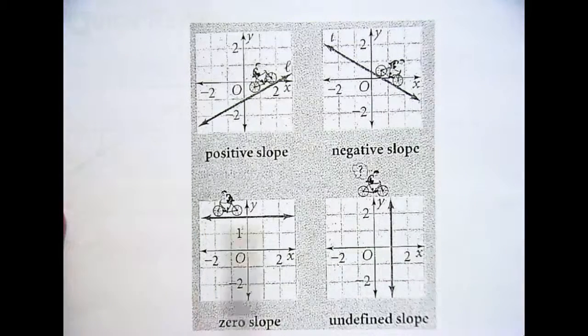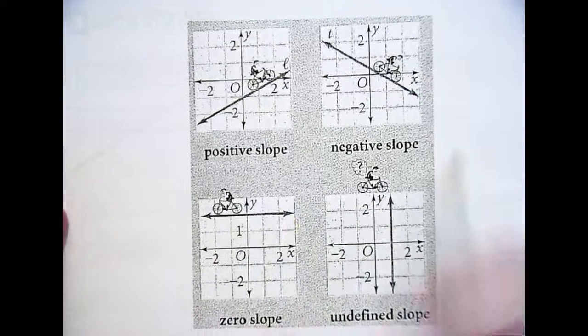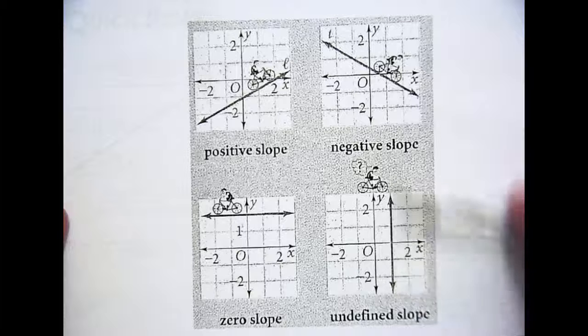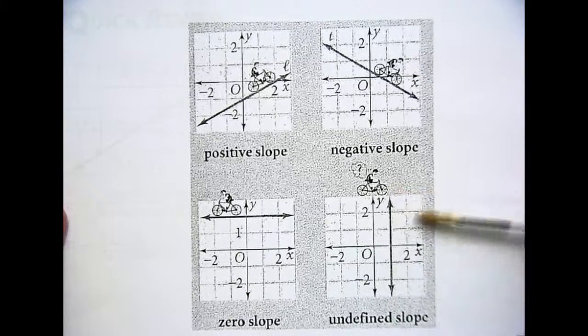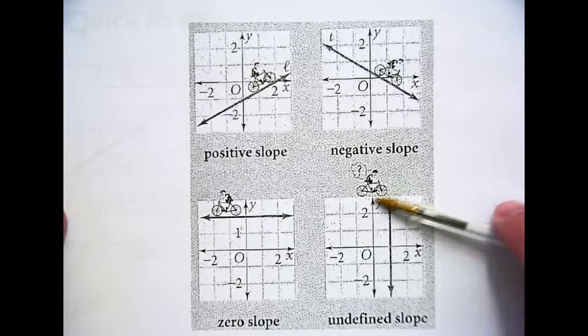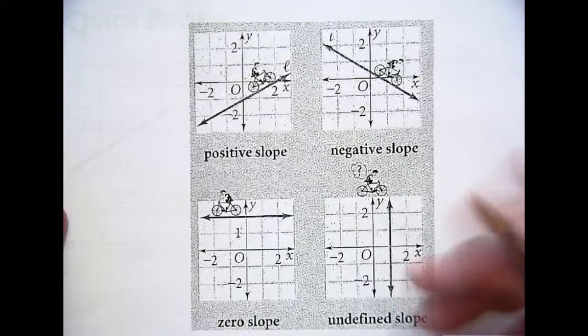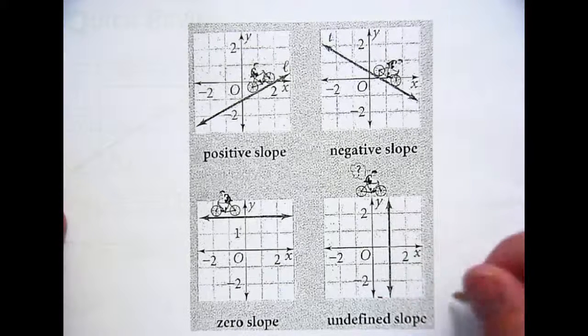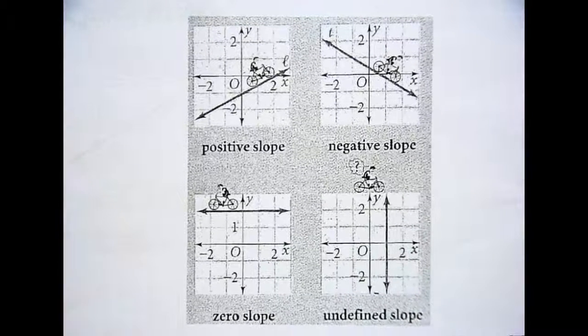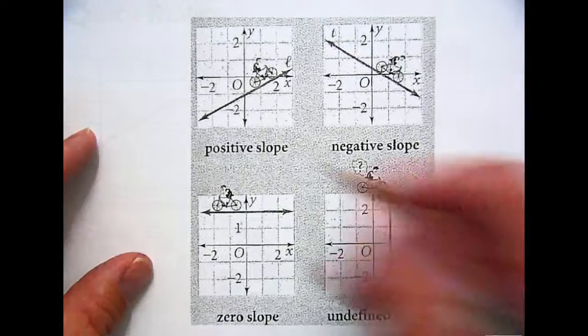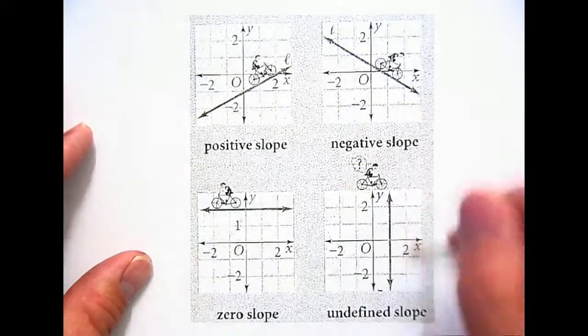A 0 slope is a flat horizontal line, whereas undefined slope is a slope like a vertical line. They can't ride a bike on it, right? You'd fall down and you'd be down here just splat. All right, that'd be you. Okay. So that's your slope. Hopefully, once again, a quick review. Positive, negative, 0, and undefined.